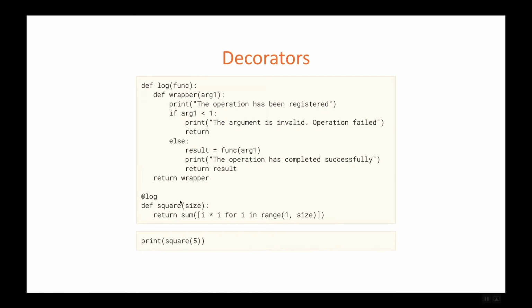Well, it's quite simple. So let's say our square function returns the sum of the squares of those numbers, right? From 1 until size. So we want to print the square of 5. And here in the wrapper, we need to return something, right? The function returns something, so the wrapper must return something. So we can check if argument 1 is smaller than 1, then we return nothing, okay? Otherwise, we simply get the result of the function in a variable like this, and then we simply return that result. So let's put this in our code.